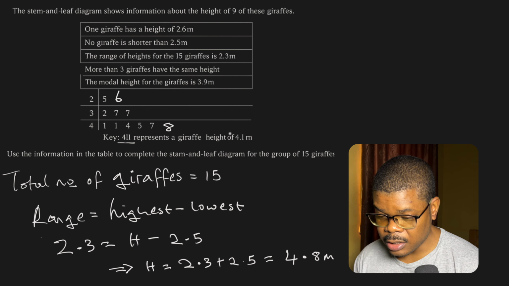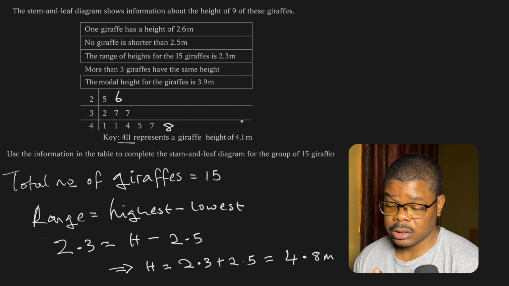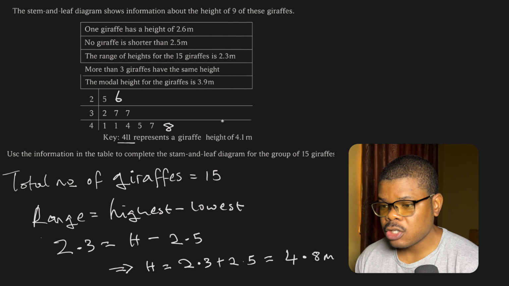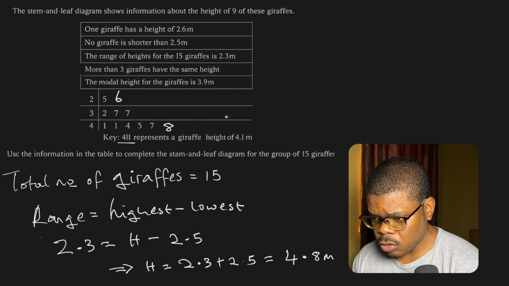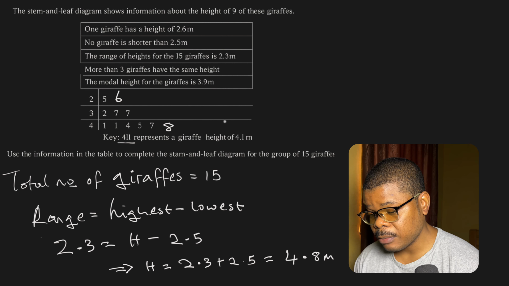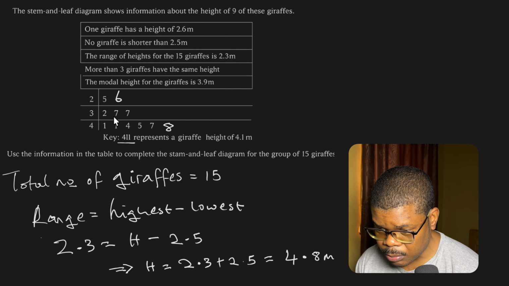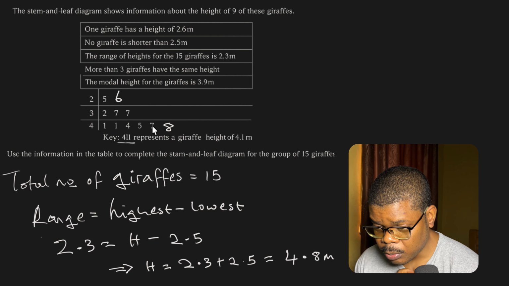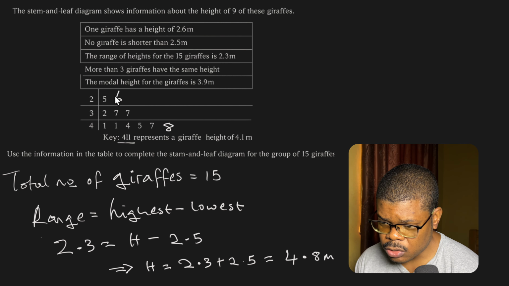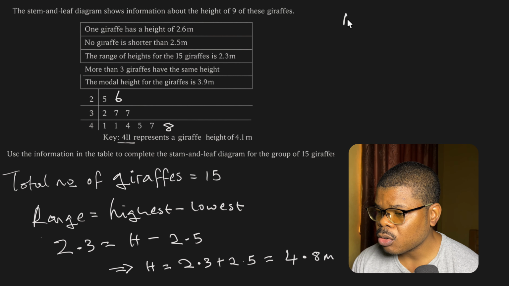So we have 8 here. So we have at least one 4.8 meter tall giraffe. We don't know if there are more than one. Let's look at the other information to find out. We're also told that more than 3 giraffes have the same height. So we have 3.7, 3.7 here, and we have 4.7. Well, let's see the next one. So the modal height for the giraffes is 3.9. Now, what do we mean by modal height?